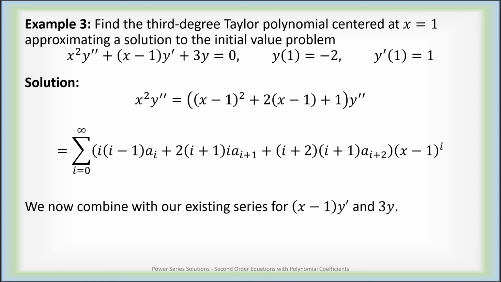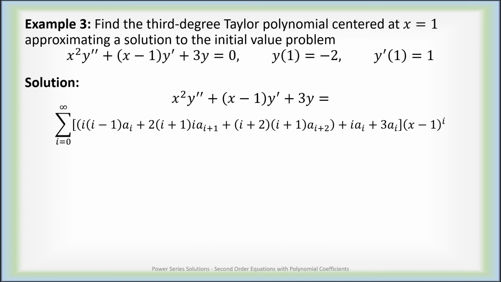Now we can combine with the series we found earlier for x minus 1 y prime and 3y. Combining all of those series together gives us this enormous expression. Our expression for x squared y double prime was all of this times x minus 1 to the i. x minus 1 y prime was just this times x minus 1 to the i, and 3y was just this term here, x minus 1 to the i. So adding all of this together, we have all of this, x minus 1 to the i.